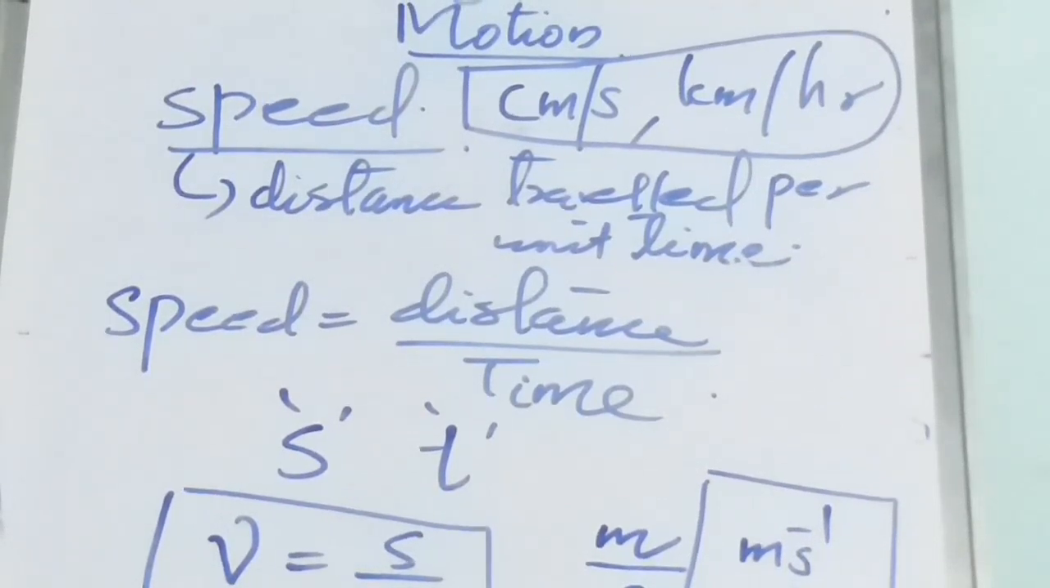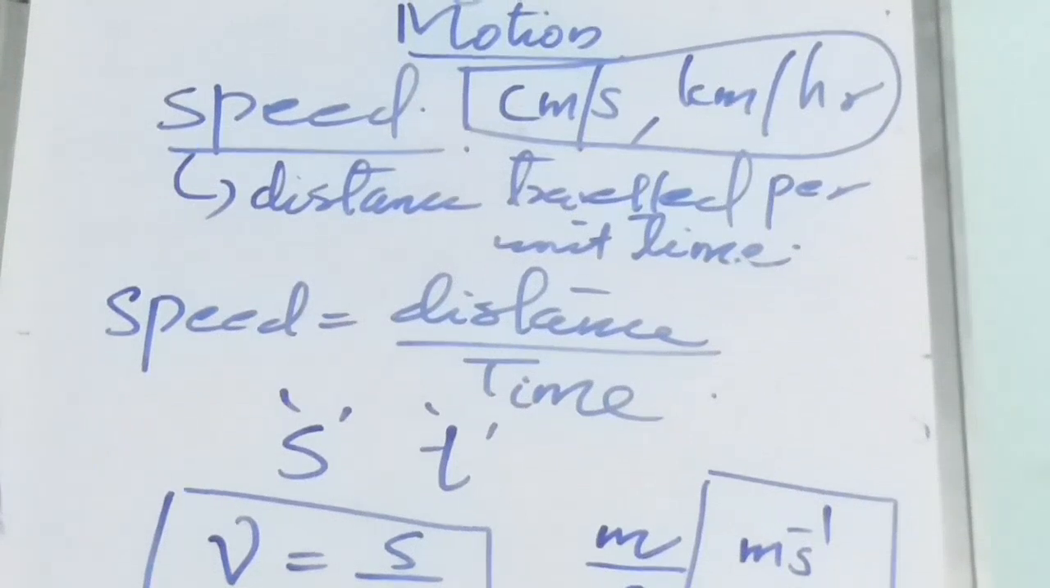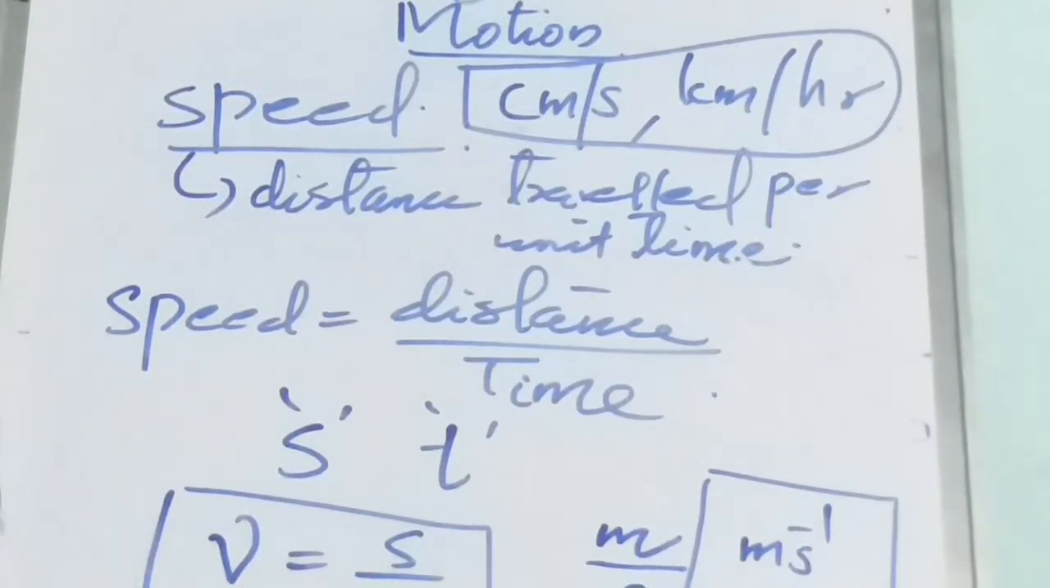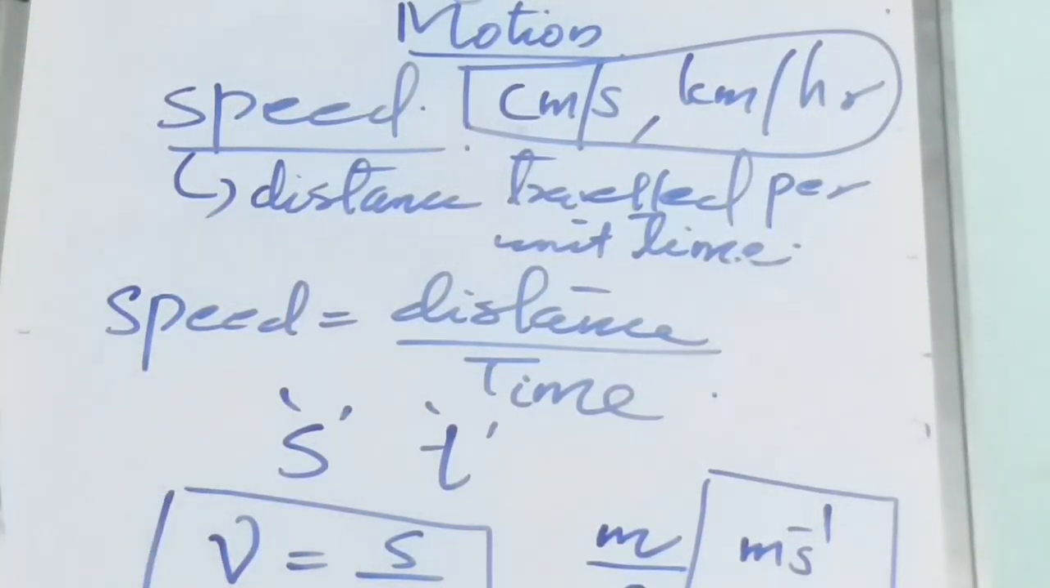Okay, that is about speed. Speed of an object means distance travelled per unit time. Then what is the equation for speed? Speed v is equal to s by t. Its unit is meter second raised to minus 1 or meter per second. And speed is a scalar quantity.